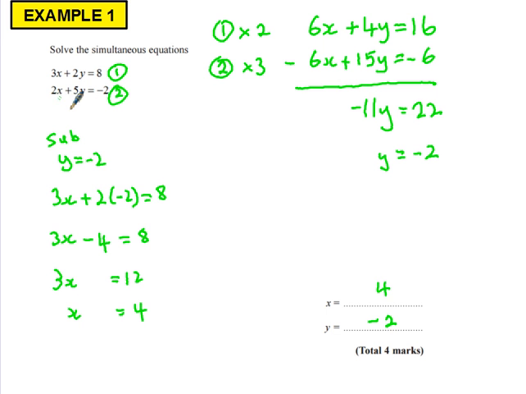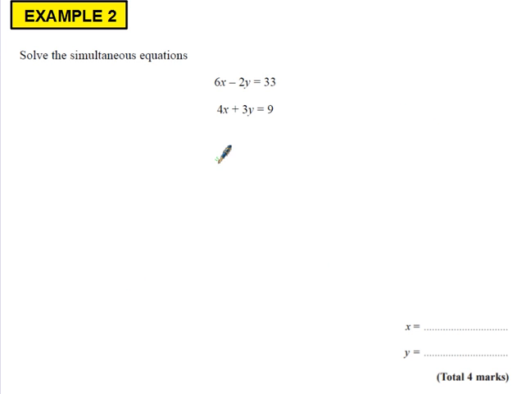Let's just check in the other equation, just check it works. 2 times 4 is 8. Add 5 times negative 2. 5 times negative 2 is negative 10, so 8 add negative 10 is negative 2. So I've checked it and I know that I've got this one correct. So that's an example. Let's go to a second example.